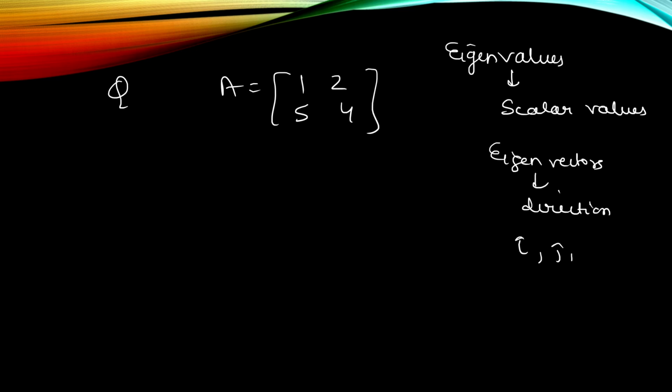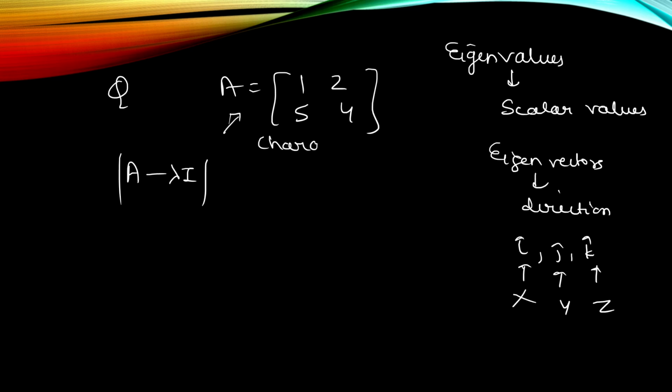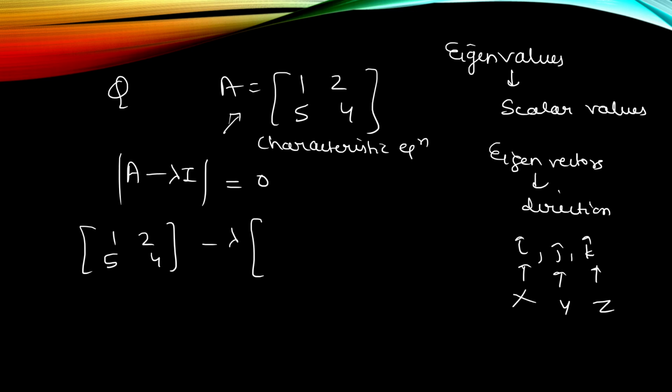For example, i, j, k cap, you know that i is in the x direction, j the y direction, k the z direction, right? 3D plane. Anyways, coming back to this matrix. You know how to calculate the eigenvectors and eigenvalues, right? You form a characteristic equation first. So you do determinant of A minus lambda I equals 0. A is nothing but your matrix, lambda is the scalar value, which is the eigenvalue, and I is the identity matrix of the same order as the matrix given.